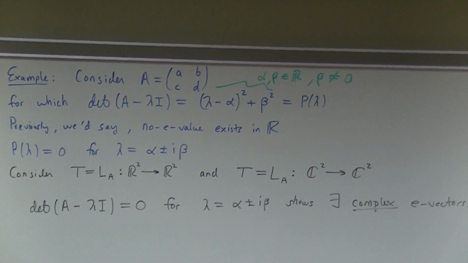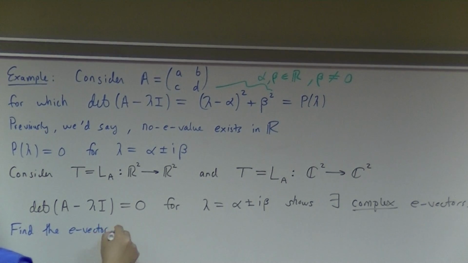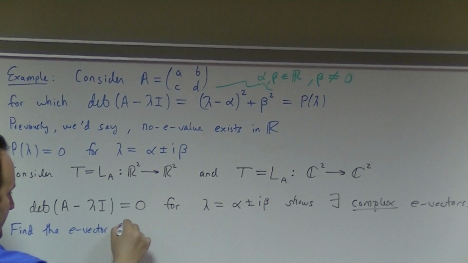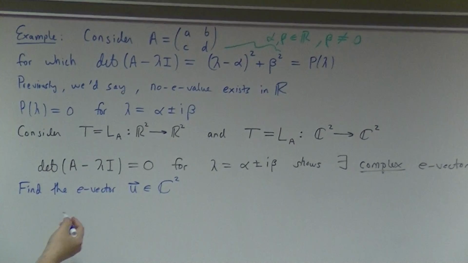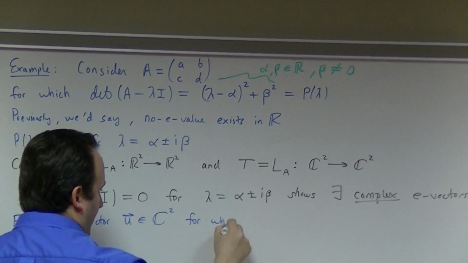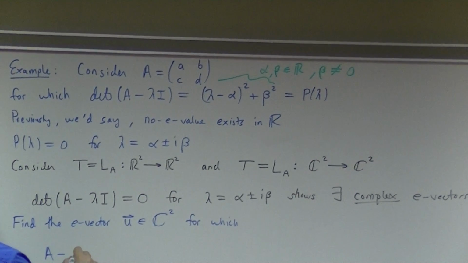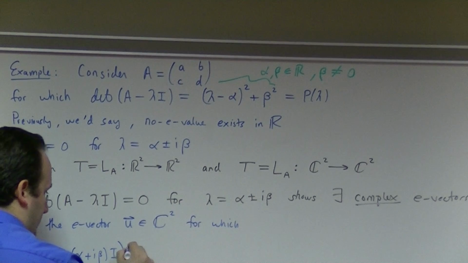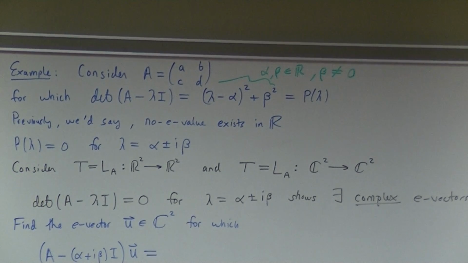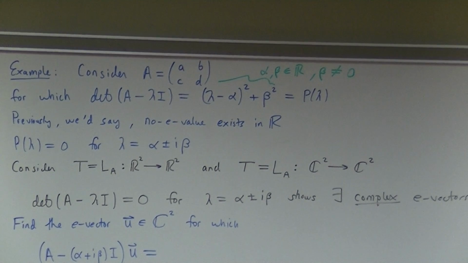Let's look at alpha plus I beta. Let's think about it conceptually here. So let's find the eigenvector U, well, I'm sorry, I'm using the vector sign here. I hope you can forgive me. An element of C2 such that what? We have A minus alpha plus I beta, parentheses, times the identity matrix, times U is equal to, well, that's equal to 0, right?